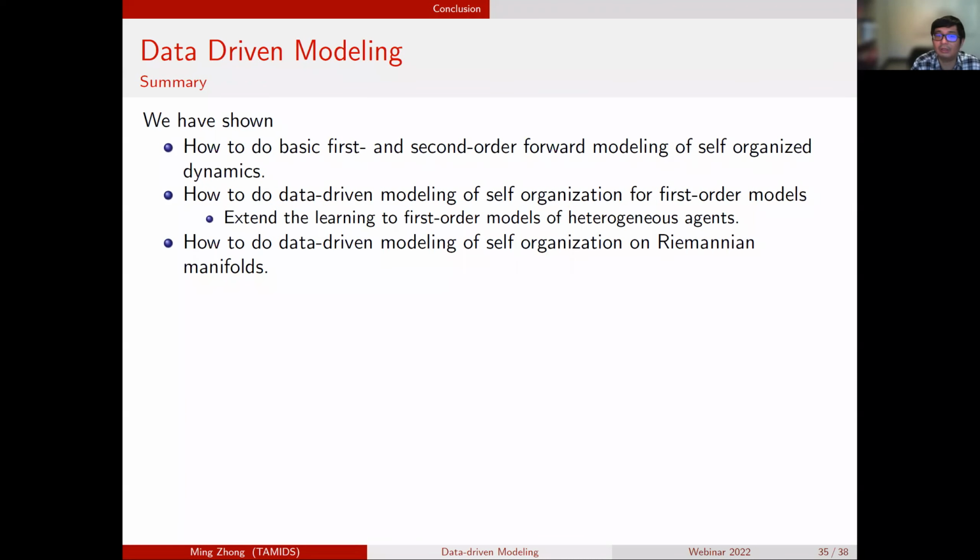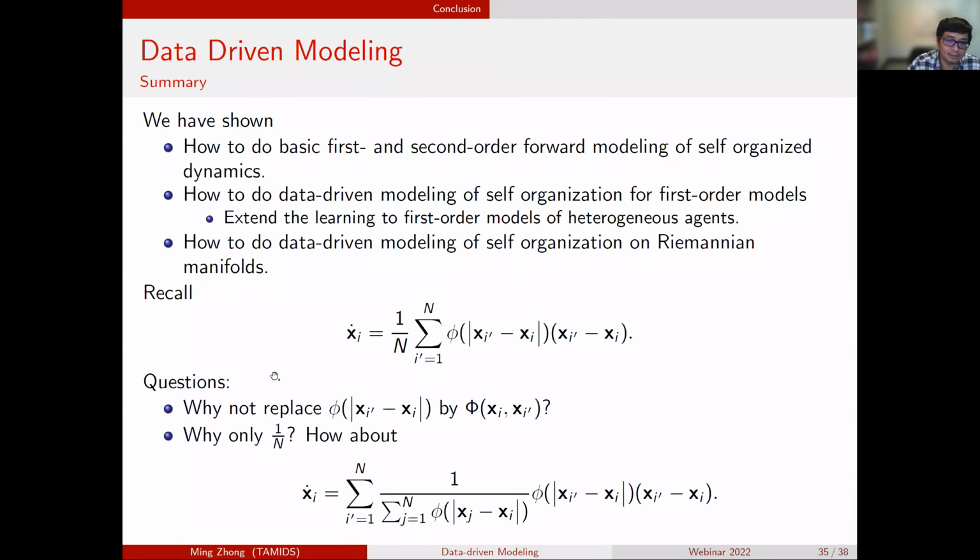And we also showed you how to do learning of self-organization when the dynamics is constrained on Riemannian manifolds. As long as you respect the geometric properties of this data, you will still maintain the same learning rate. Okay, so that's that.